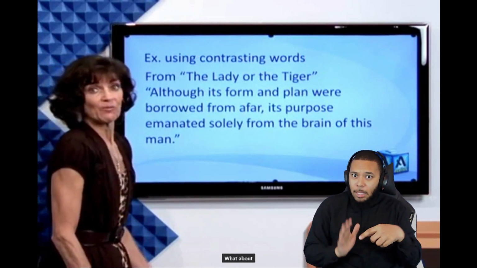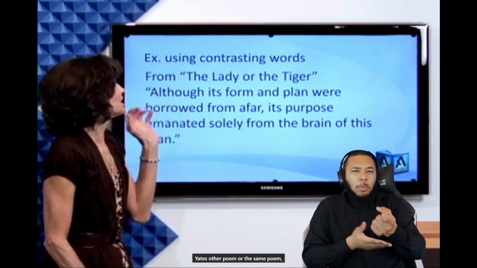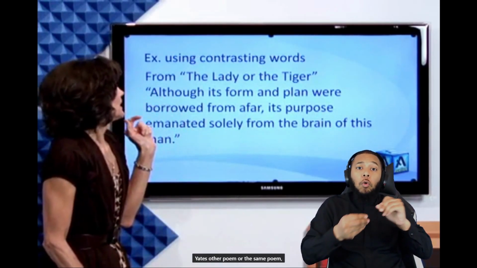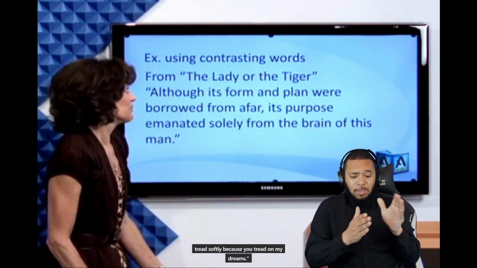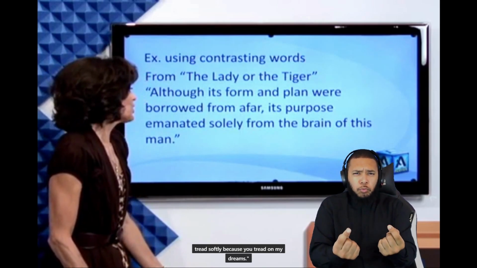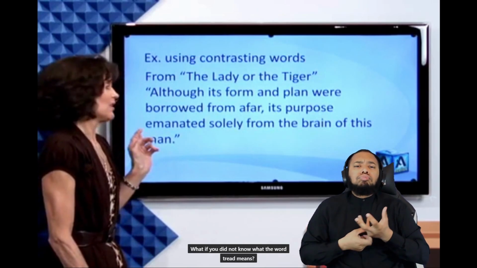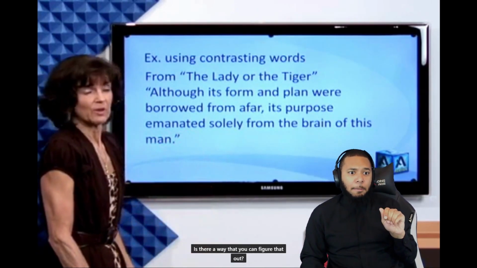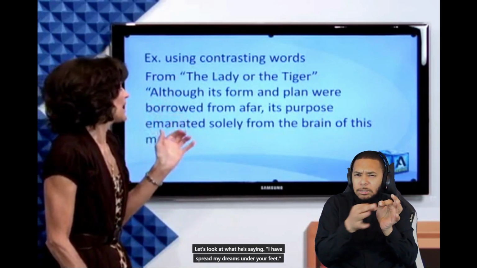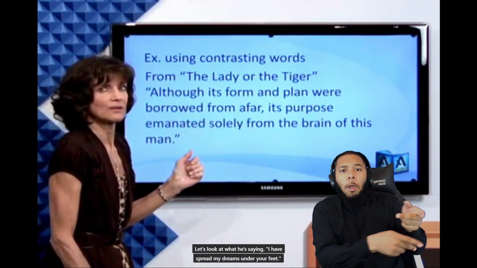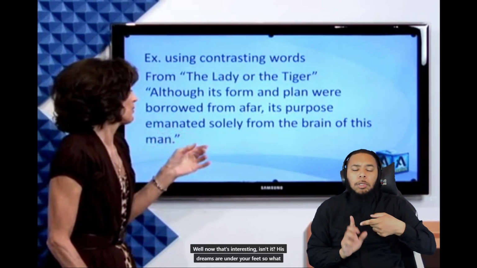Also, here's an example of where an author uses a contrast to help you understand a word. This is from The Lady or the Tiger, and this is what he says. Although its form and plan were borrowed from afar, its purpose emanated solely from the brain of this man. Now, emanated may be a word you are not familiar with, but let's look at the construction here.